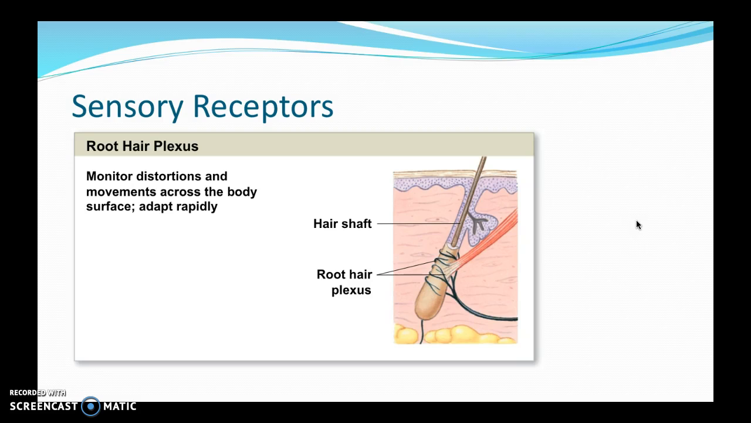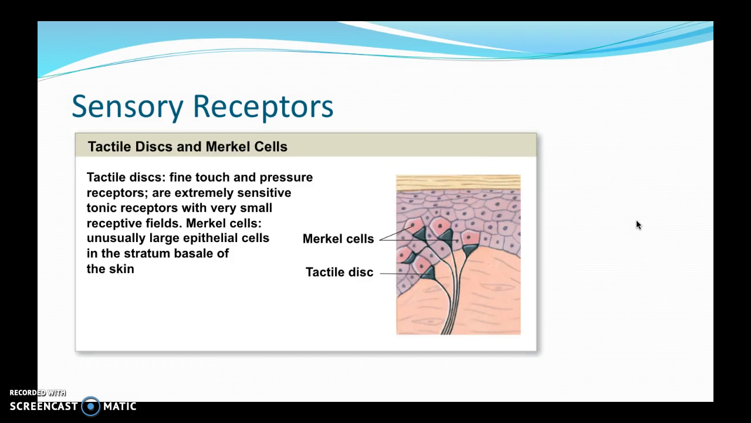The root hair plexus monitors distortion of the body surface, specifically movement of each hair follicle. This is why you can tell if even one hair has been moved. Tactile discs and Merkel cells are always associated with each other. They are also located in the epidermis. The Merkel cells are large epithelial cells and are attached to the basement membrane of each cell is the tactile disc. They have very small receptive fields and respond to fine touch and pressure.